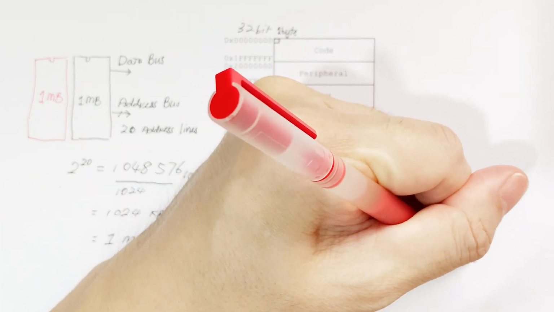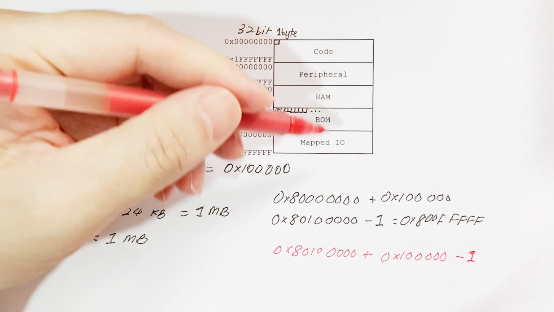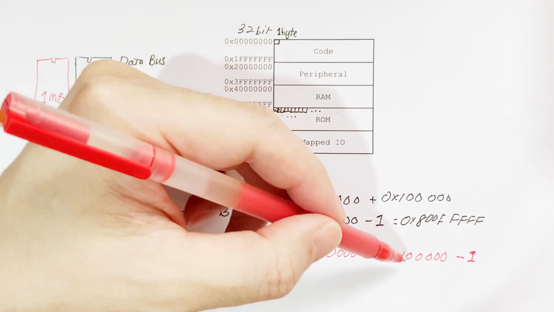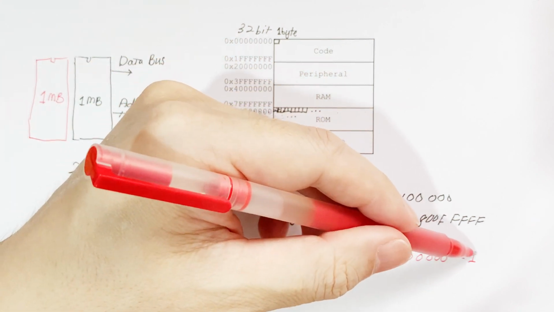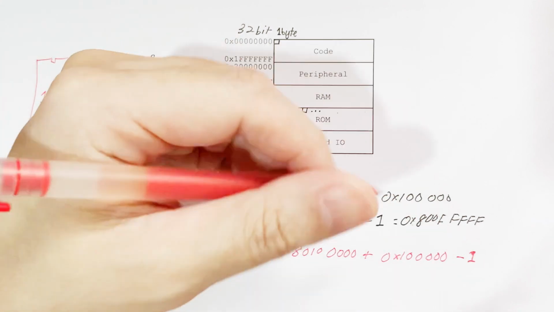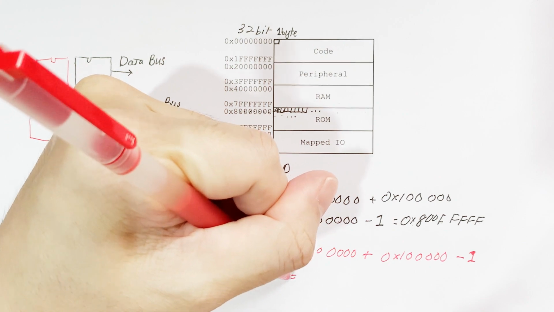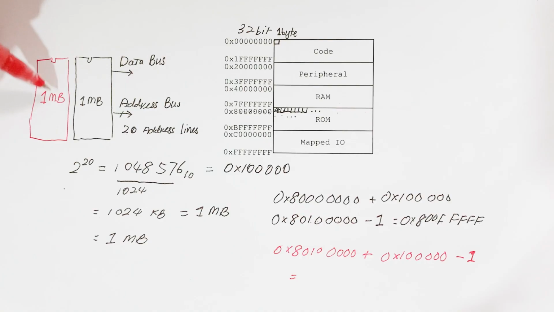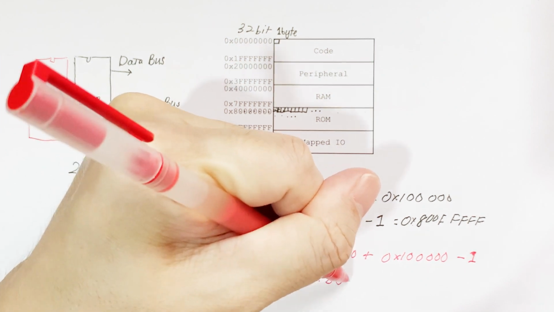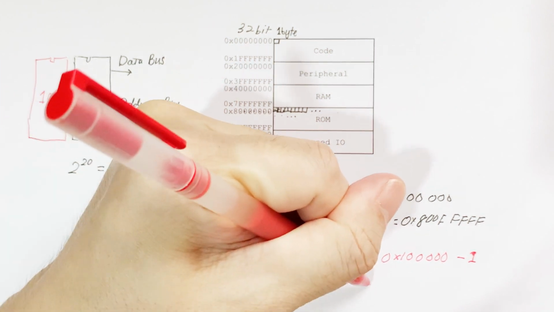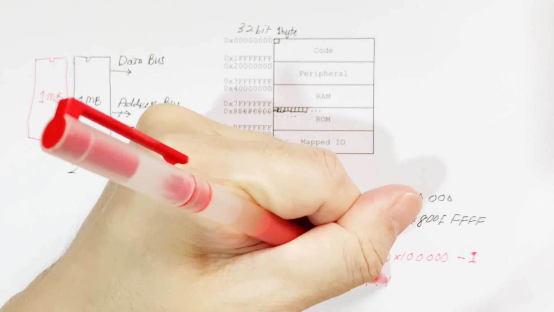And lastly, we have to minus 1, similar to our scenario above, because the address starts with 0. When we want to calculate what is the last address, we have to reduce the value by 1. And lastly, the last address for the second memory chip would be 0x801fffff.